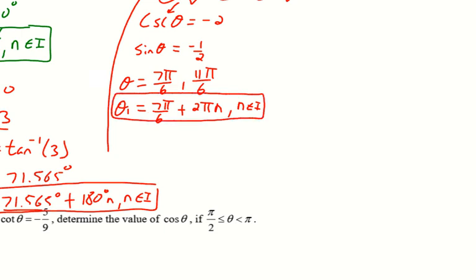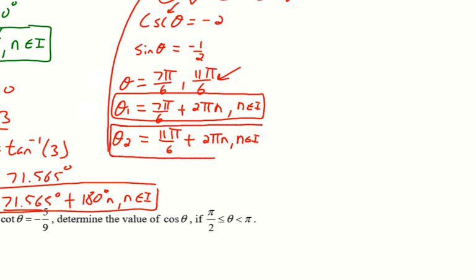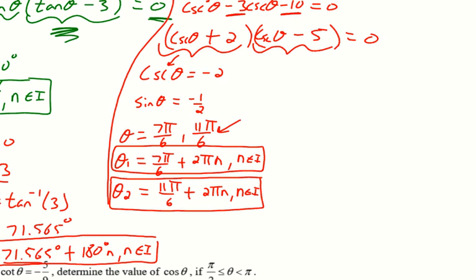My second angle, Q2, I'm going to use this one: 11 pi over 6 plus 2 pi n, where n is a member of the integers. Okay, that goes around. So I've got two answers already, and I haven't even got to the second part of the question yet. So that's that one.